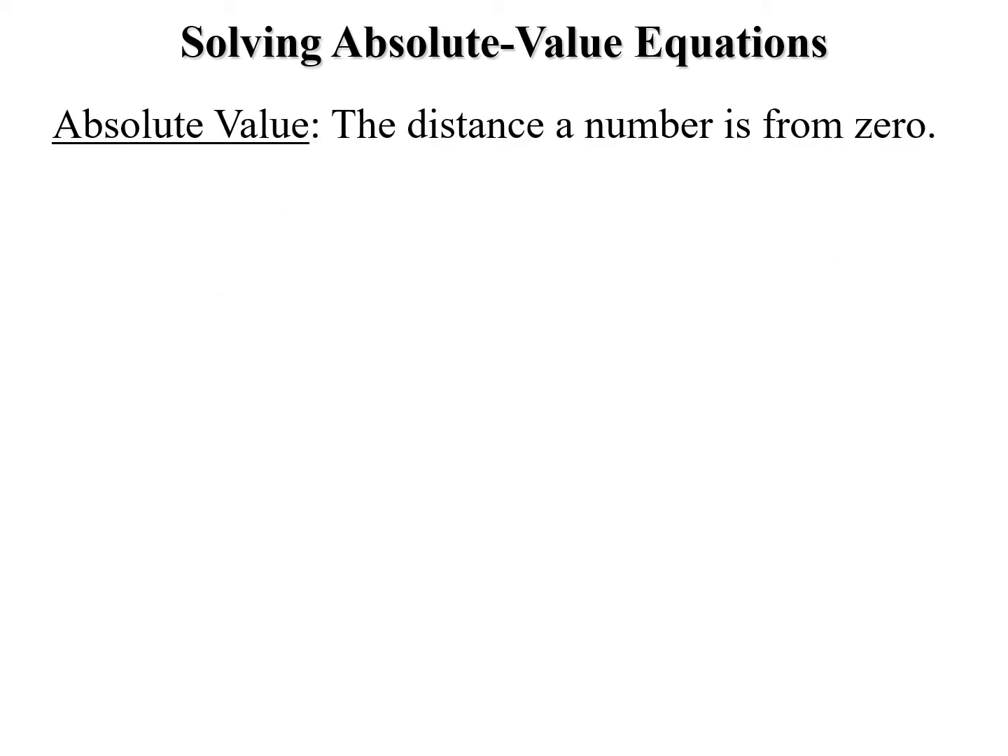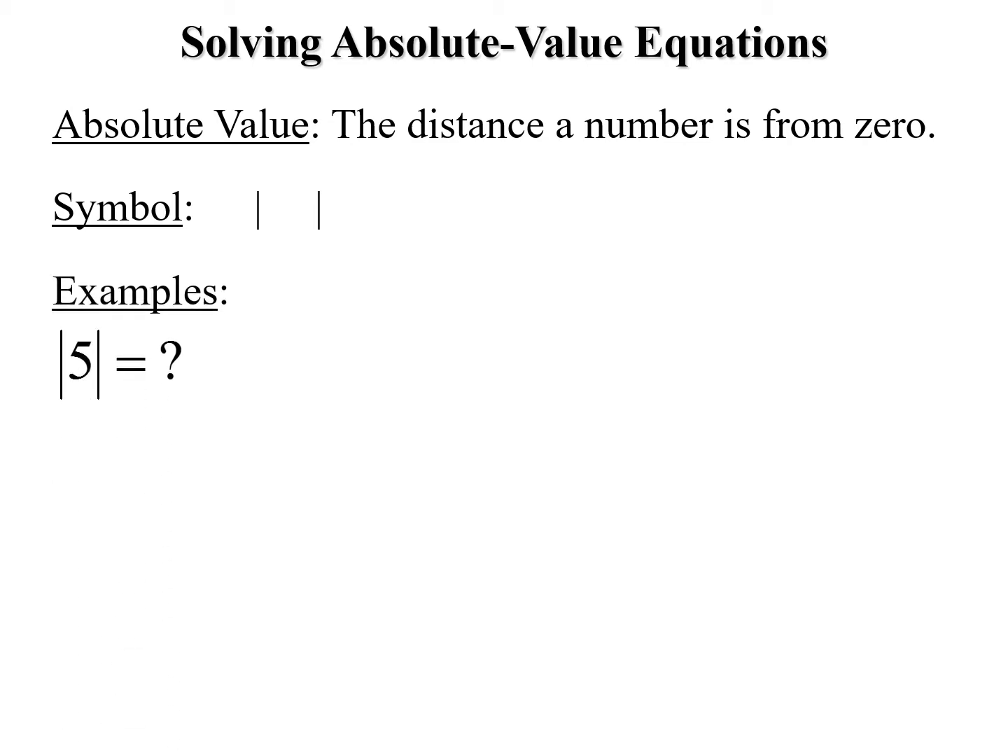First, let's take a look at solving absolute value equations. An absolute value is the distance a number is from zero. The symbol for an absolute value is two vertical bars on either side of the value. So for example, we have the absolute value of 5, the absolute value of -8.